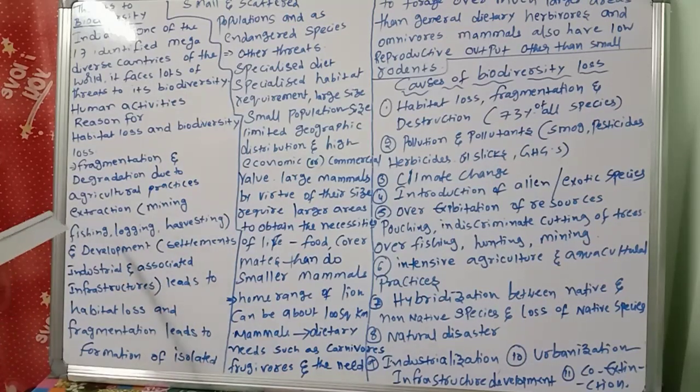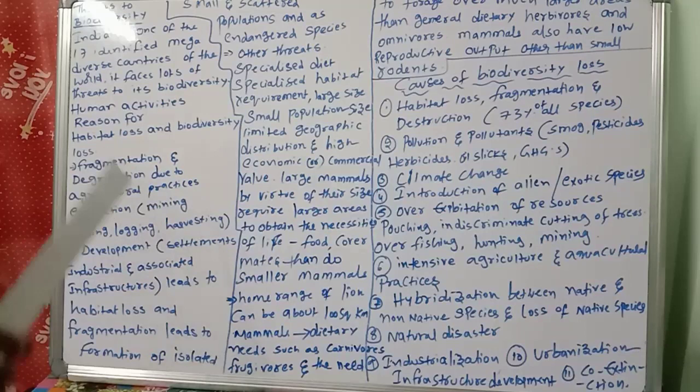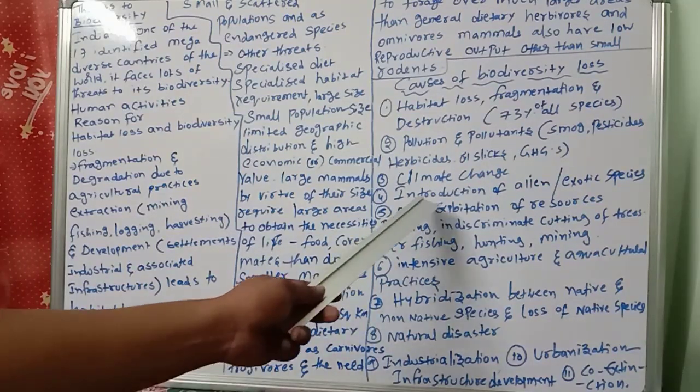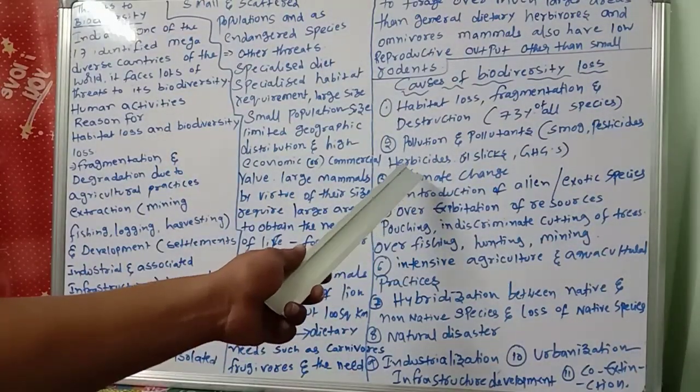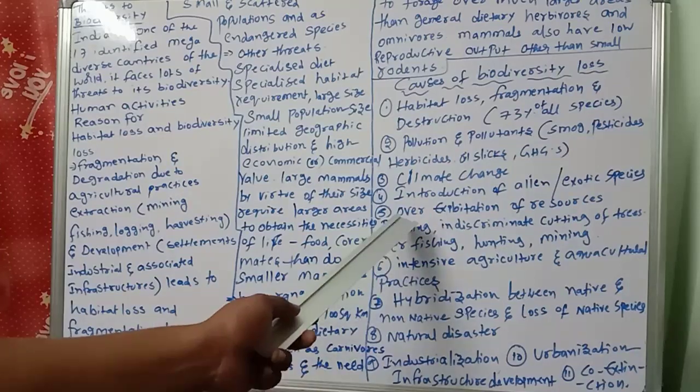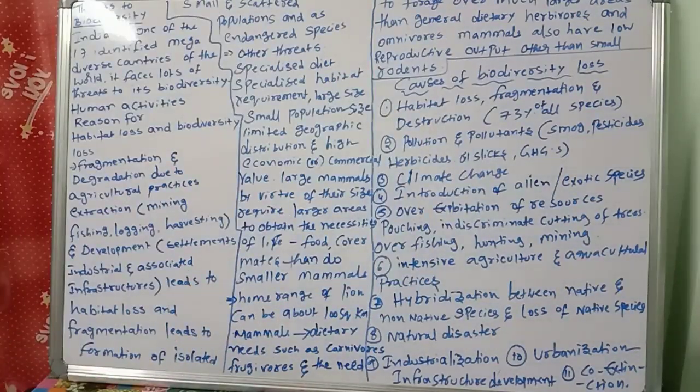So what are the threats? Mainly fragmentation, degradation due to agricultural practices. That's the first one. What is that? Fragmentation, habitat loss. So mainly fragmentation, over exploitation, and alien species invasion. What I said, alien species I said or not? Alien species invasion. Okay, climatic changes. These all are the main reasons for the threat, loss of biodiversity.